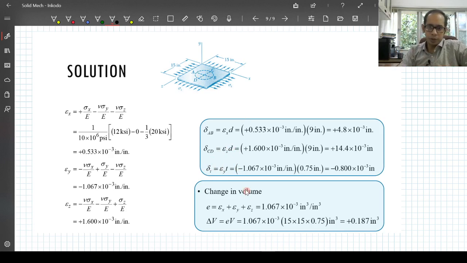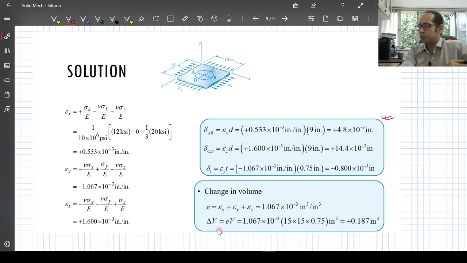Please compute on your own, and see if you get the same numbers or not, and while you're computing you will see whether you are messing up with the units anywhere. So that gives you this box that you see over here. And then you have the change in volume. You can simply calculate the final volume after you have the change in the length, and then you subtract the original volume, 15 times 15 times the t, or you can simply calculate the dilation e over here, and calculate the change in volume as a product of e times the original volume.